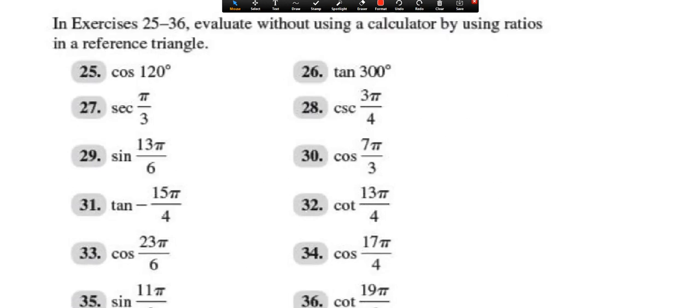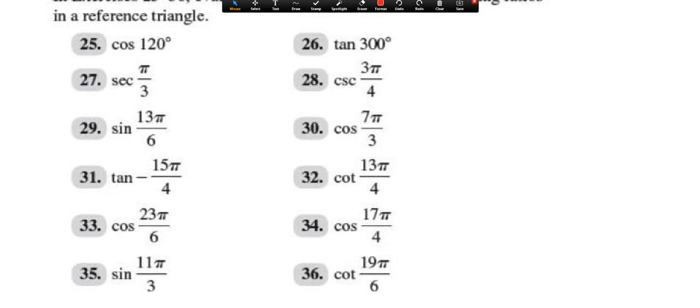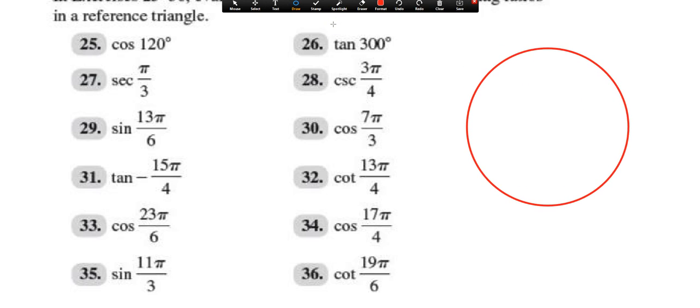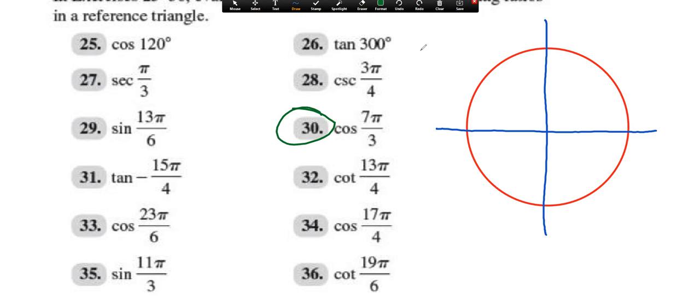Okay, so you said 30 and 34. Let's get fancy. Yeah. And sloppy X and Y axis. There we go. Depends on what you're doing. Okay, so 7 pi over 3.